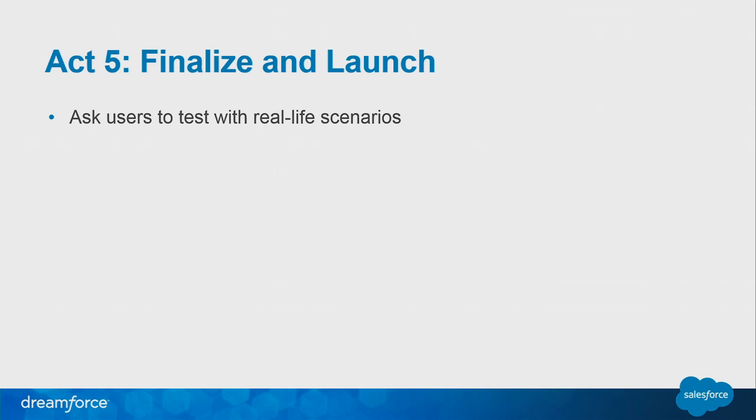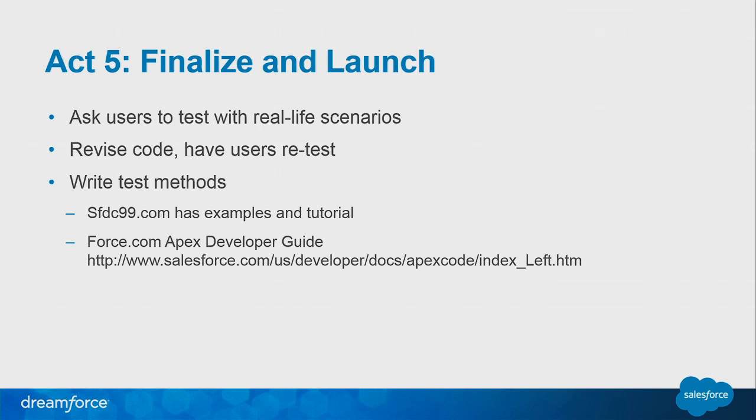Oh, okay. Well, that makes sense. So after they test it out, then are we ready to go to production? Well, not quite yet. After they test, if they find anything, then you need to revise your code, and then you need to ask them to test it again. Once they agree everything's working well, there's one final step before deployment, and that's called test coverage. You do that with something called test methods.